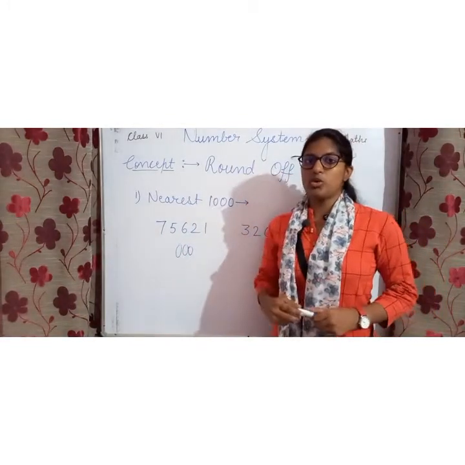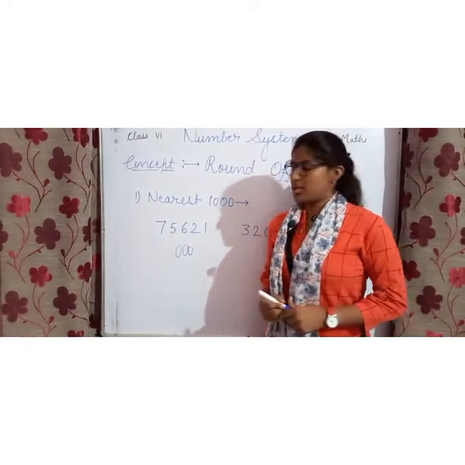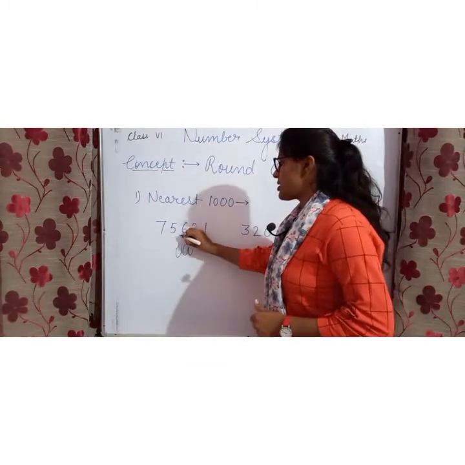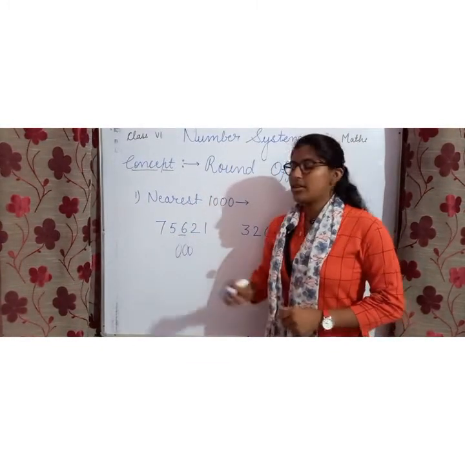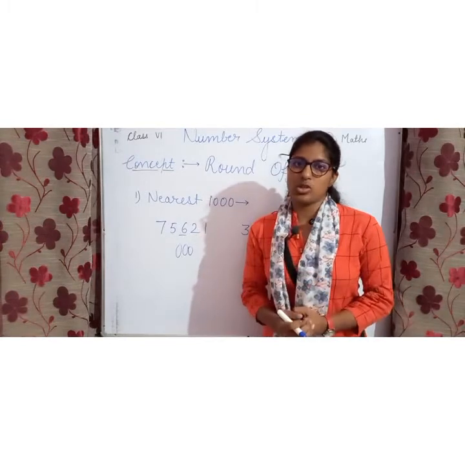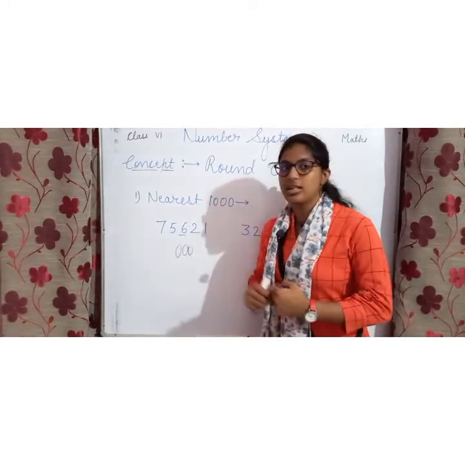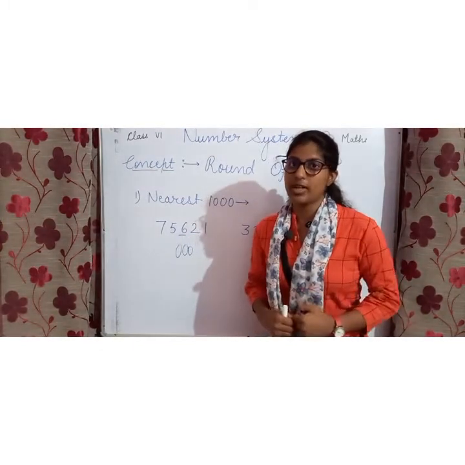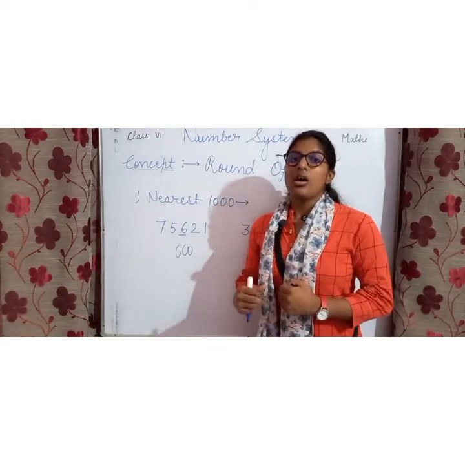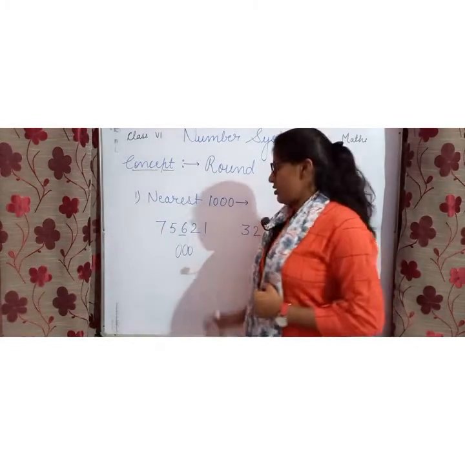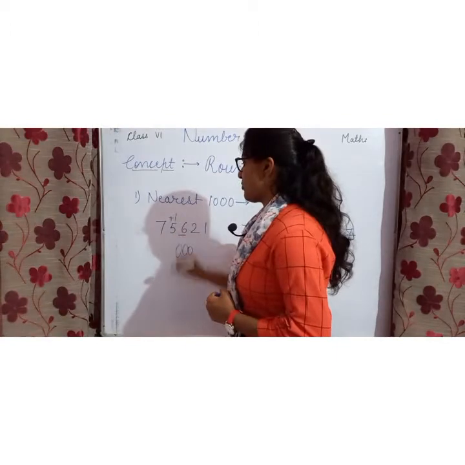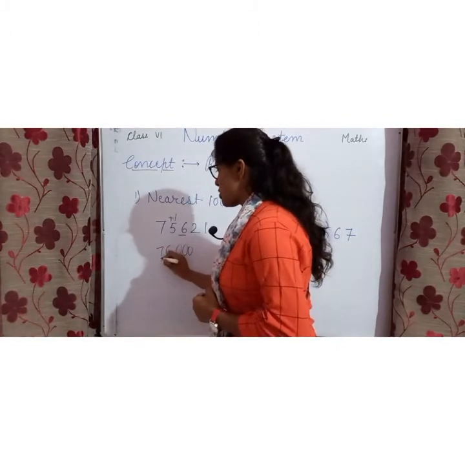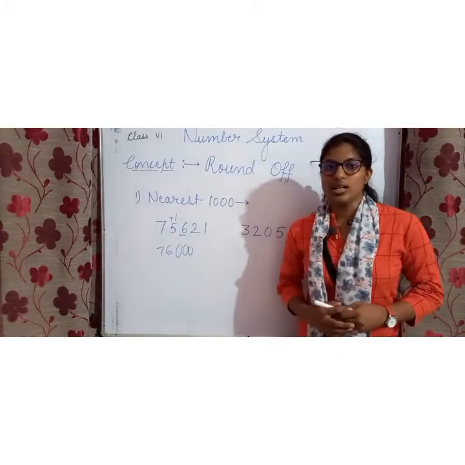Now rule number 2, we will check the 100 place digit. Ones, tens and 100. This is the 100 place digit. Check whether the 100 place digit is greater than or equal to 5. Yes, 6 is greater than 5. So we will increase the 1000 place digit by 1. So we will increase this 5 by 1. That is 6. So 76,000 is our answer.